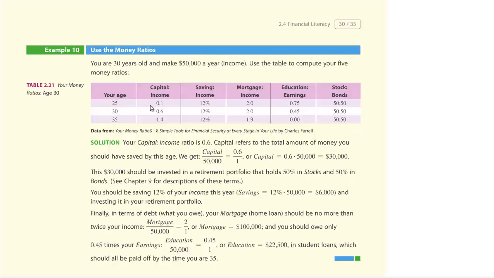Now, this is just one person's opinion. You can go on and see that you also should be saving 12% each year, or $6,000. Your mortgage shouldn't be more than twice your income, so you shouldn't owe more than $100,000 on your home. Your education earnings, i.e. your student loans, shouldn't be more than 0.45, 45% of your income, or $22,500. And down here at age 35, they're thinking you should have all of your student loans paid off, which we know is absolute lunacy for most people. So like I said, this is just one guy's opinion. And that's everything we need to know for financial literacy.